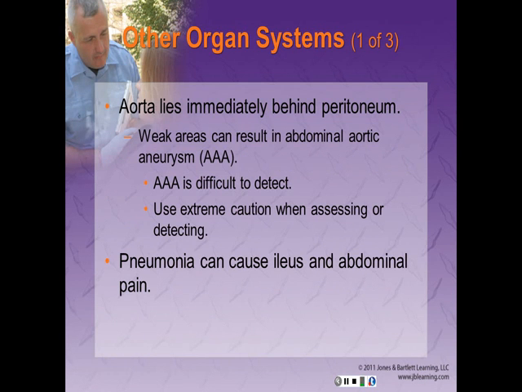Other organ systems. The aorta lies immediately behind the peritoneum. Weak areas can result in an abdominal aortic aneurysm, also called a AAA. AAAs are difficult to detect, and you might feel a pulsating mass in the abdomen, but there's no guarantee. Pain may be described as tearing, and you should use extreme caution when you're trying to assess or detect these. Aneurysm development is slow, and if it tears or ruptures, massive hemorrhage will occur. Pneumonia, especially in the lower lungs, can cause ileus and abdominal pain.